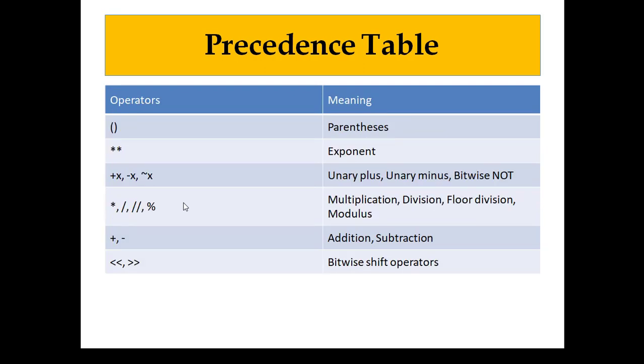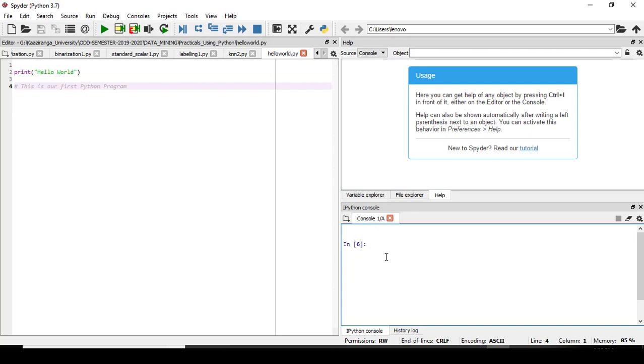So I'm going to show you a practical example. Now you open your Spyder. So this is the Spyder IDE. Now I'm going to show you an expression, say 2 star 3 plus 4. So 2 operators are there, star and plus. If you don't know about the precedence, then obviously you will get confused whether first I need to evaluate this or this one.